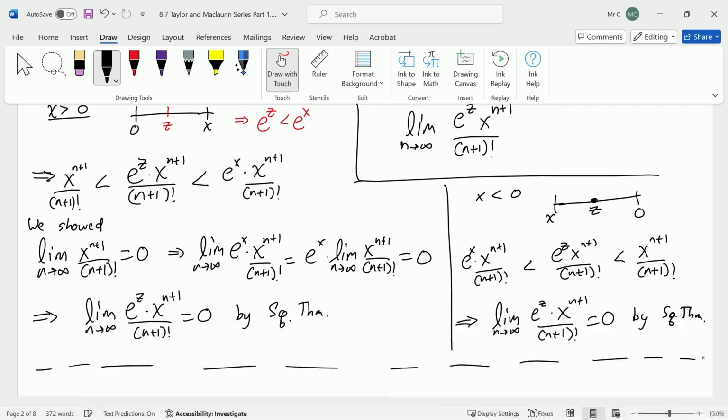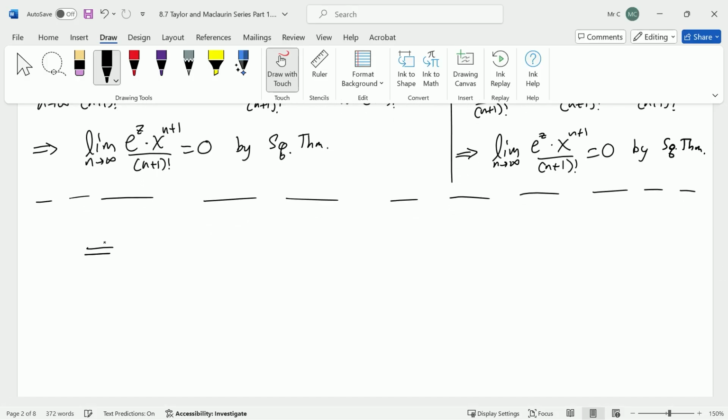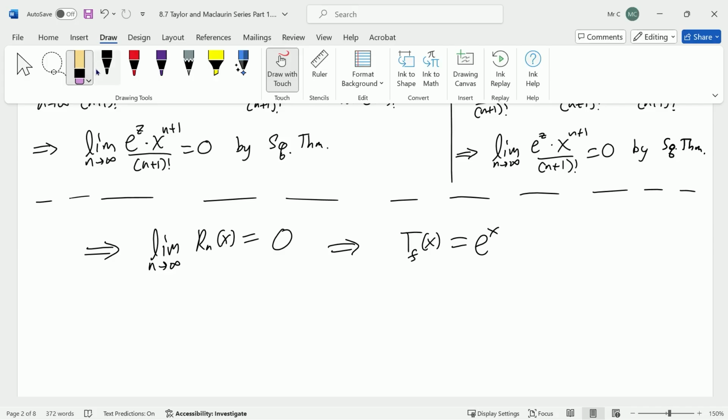And of course, I split it into x greater than 0 and x less than 0. If x was equal to 0, that's trivial because all the terms will be 0. So obviously, you're going to get the same thing as e to the 0, all the terms except for 1. Okay, so with that, this gives us our conclusion. The remainder is 0, which implies that the Taylor series equals e to the x. I should say the Maclaurin series. It is a Taylor series at 0, but the Maclaurin series is equal to e to the x.